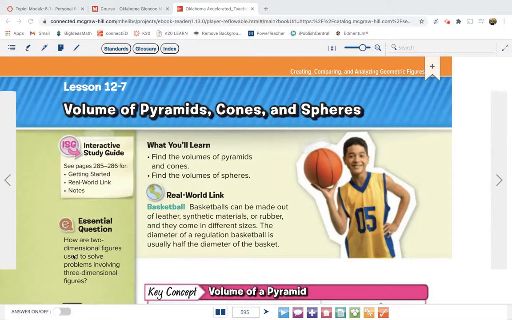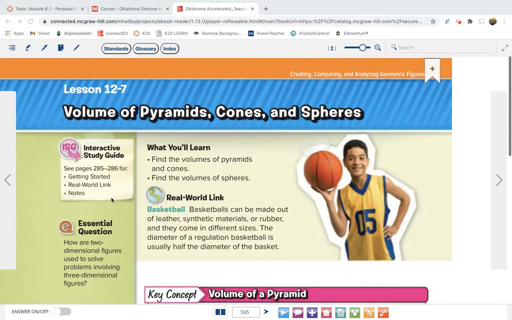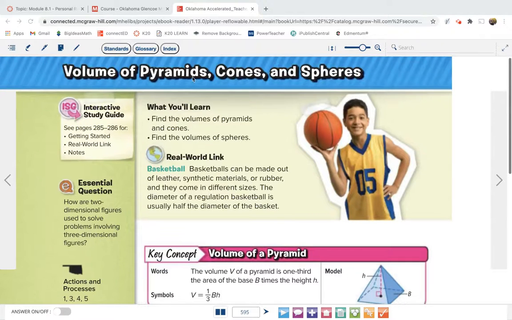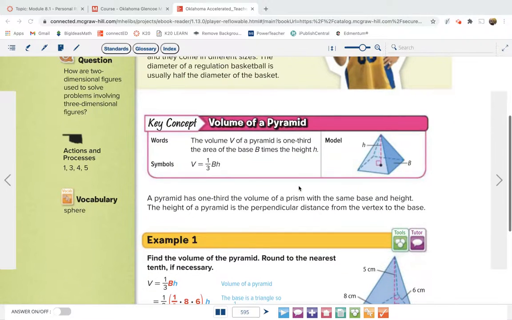Okay, this is 12-7, volume of pyramids, cones, and spheres. So we just talked about volume in the last lesson, and we said volume is big B times H. Well, anytime we have a pyramid, a cone, or a sphere, it's going to be volume equals 1/3 times big B times H.